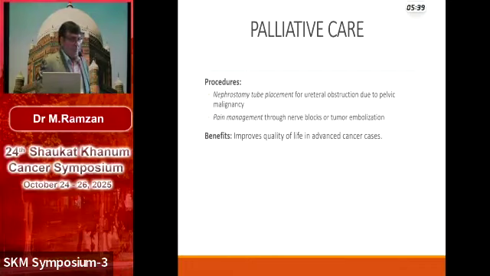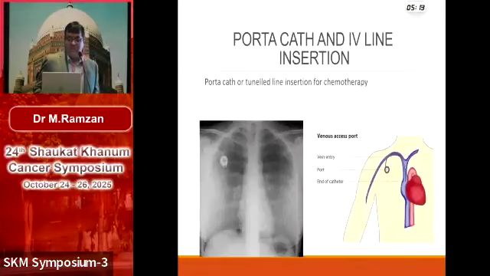Palliative procedures, like in obstructed kidneys, we can do nephrostomy insertions. We can do pain management like blocks, and we can do tumor embolization where the tumor is stretching and causing pain. So it improves the quality of life of the patient. These palliative procedures we can offer, and also drainages, ascites drainages, and this kind of stuff.